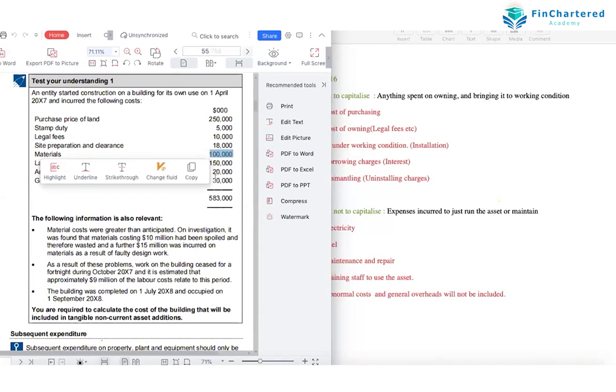Material alone, have a look at this note. 100,000 was spent on material, but what does it say? Material costs were greater than anticipated. On investigation, it was found that material costing 10 million had been spoiled and 15 million was incurred as a result of faulty design. So tell me this, were you expecting that we will have a faulty design?